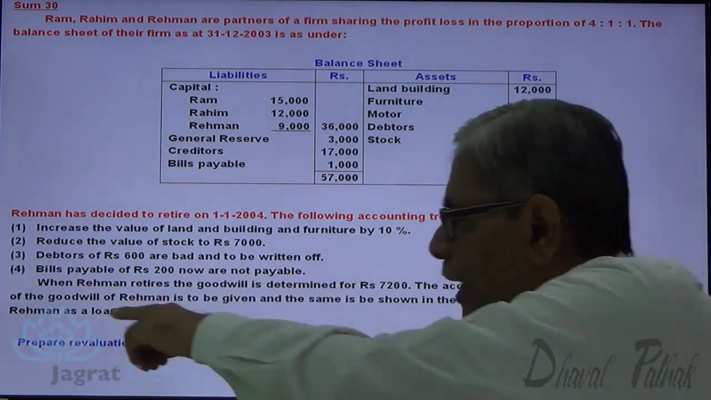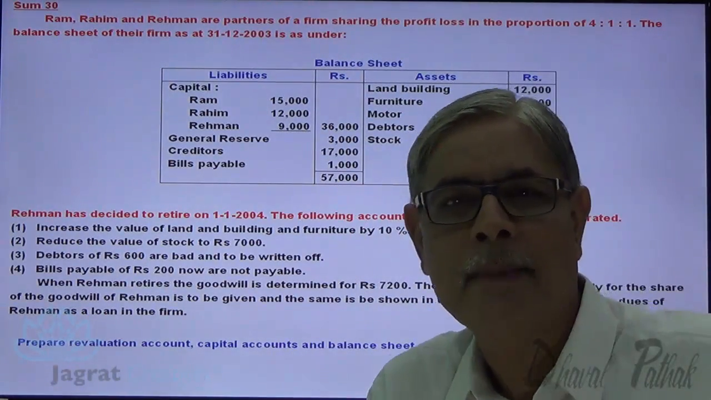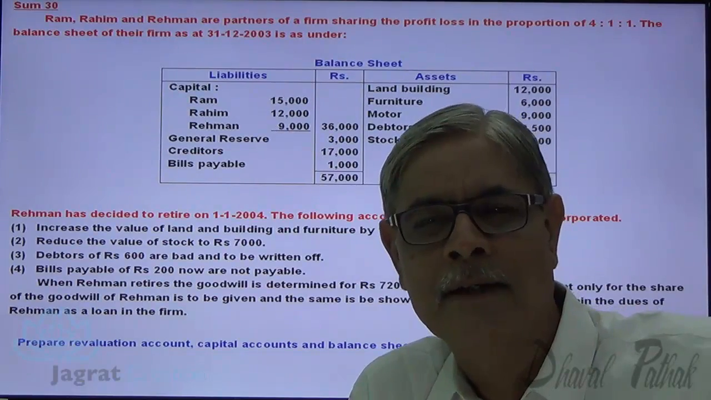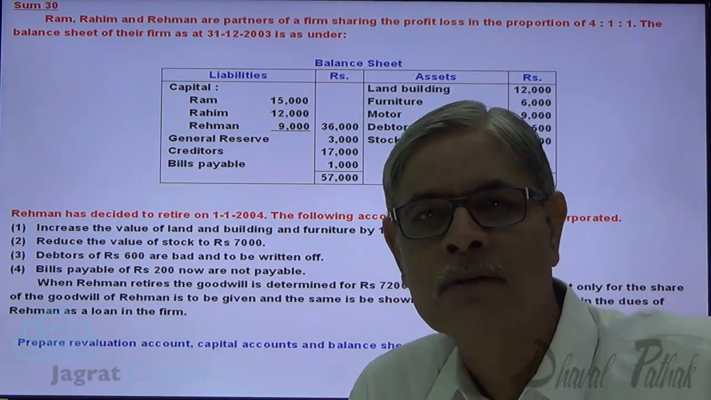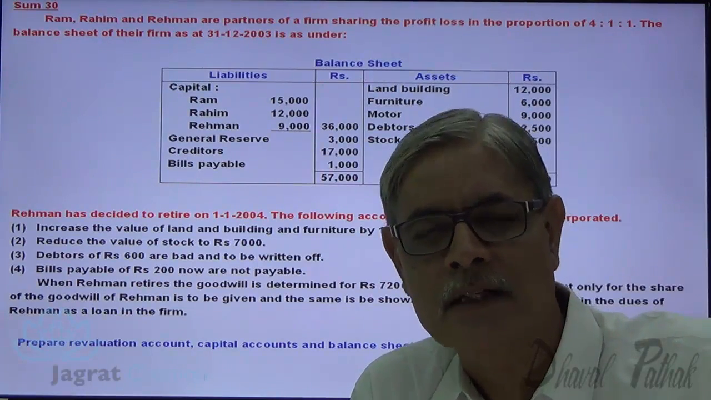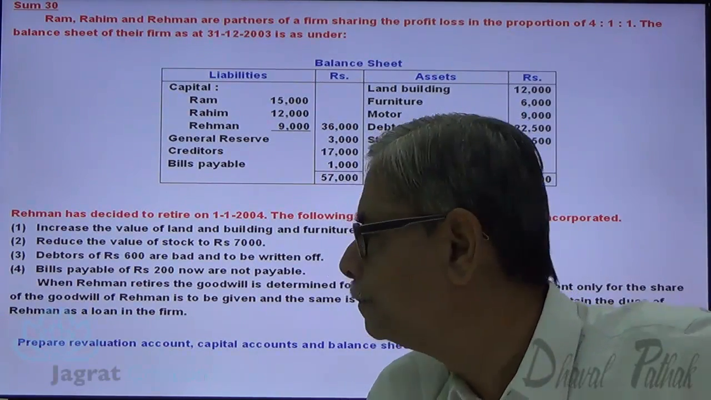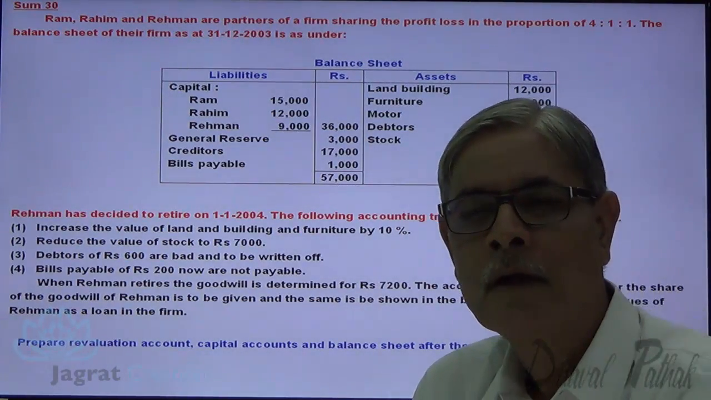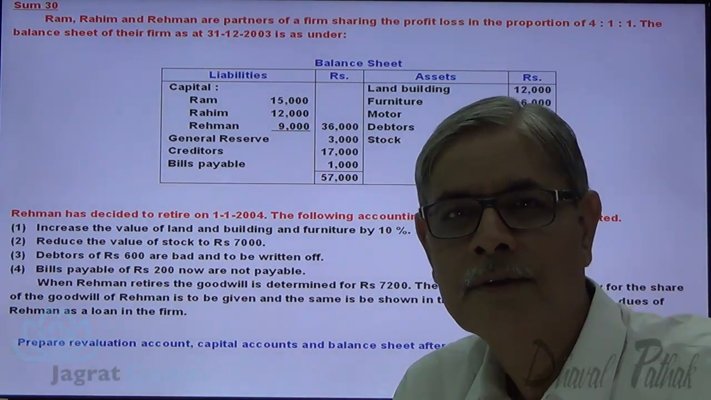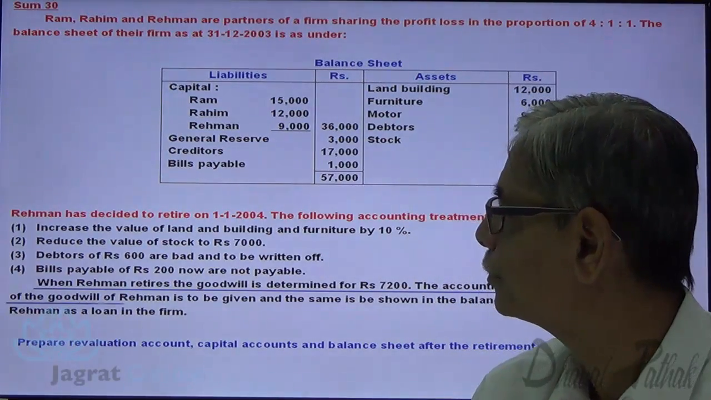Retain the dues of Rahman as loan in the firm. So Rahman is not paid anything at the time of retirement. The amount of his capital balance stands as loan in the new balance sheet of a partnership firm after retirement. Prepare revaluation account, capital account and balance sheet. Now let us start with the sum.